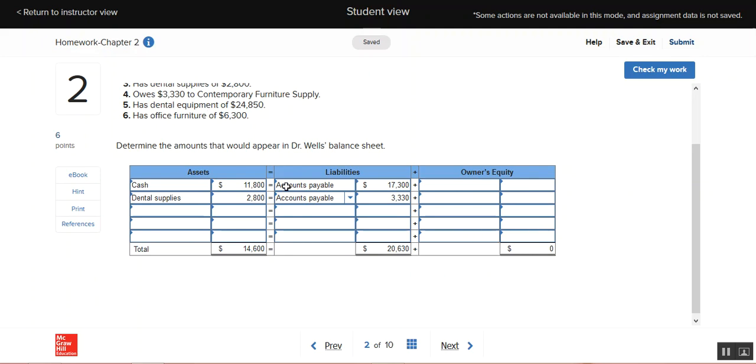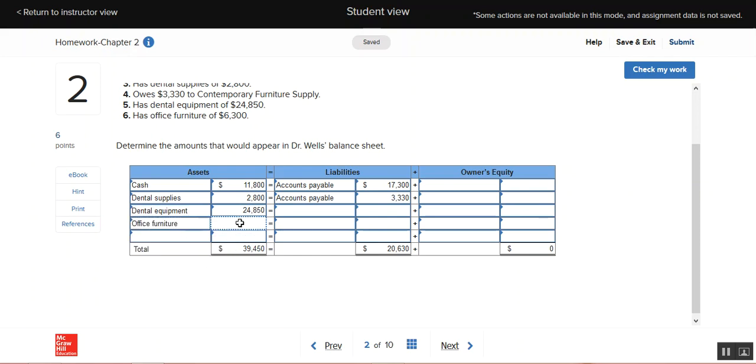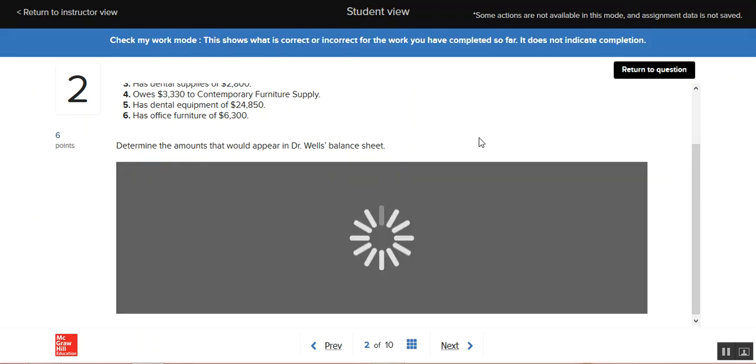So number 5 says she has dental equipment of $24,850. So again, that's something that she owns that she's going to use to generate money in her business, so that's an asset. And she has office furniture, much the same thing. That's something that she owns or the business owns. So it's also an asset. And I really have a feeling it's going to make us add those two accounts payable. But let's see what it says. So we're going to check my work.